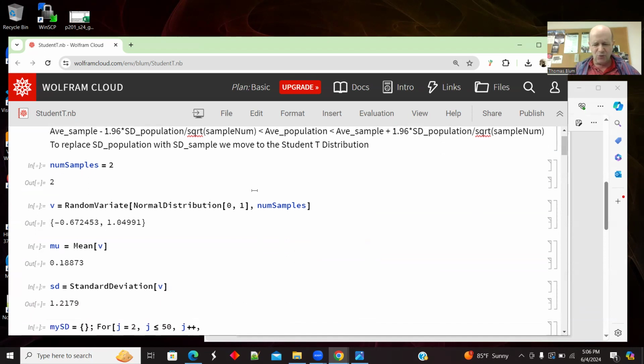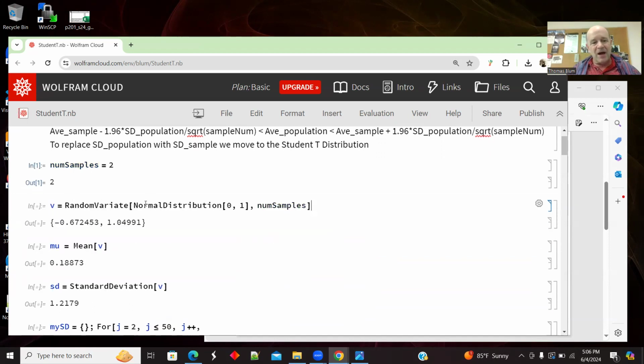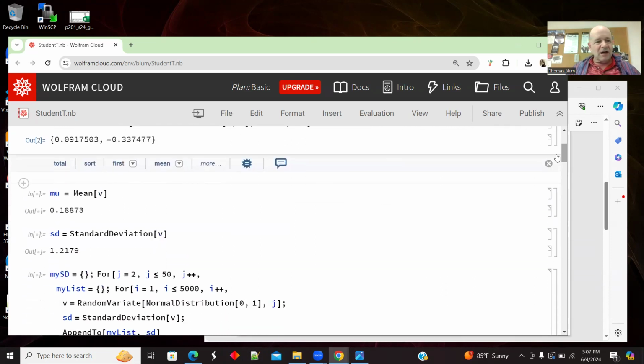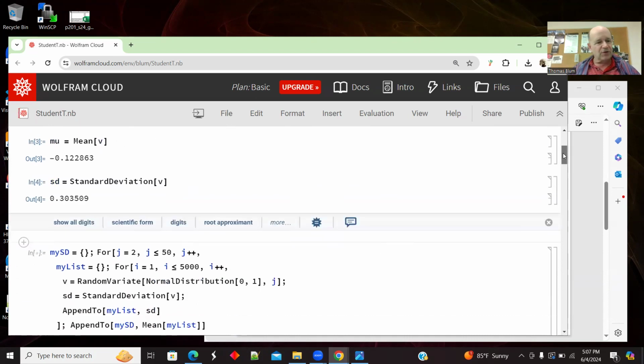Some individual things I'm going to use. I'm going to have a variable for the number of samples. I'll start off simply with 2. And then I can use this thing called random variate normal distribution. That will pull 2 independent samples, because my num samples is 2. It'll pull 2 samples from a normal distribution with an average of 0 and a standard deviation of 1. That's the standard normal distribution. And from those, I can calculate the mean and the standard deviation. Okay, so far so good.